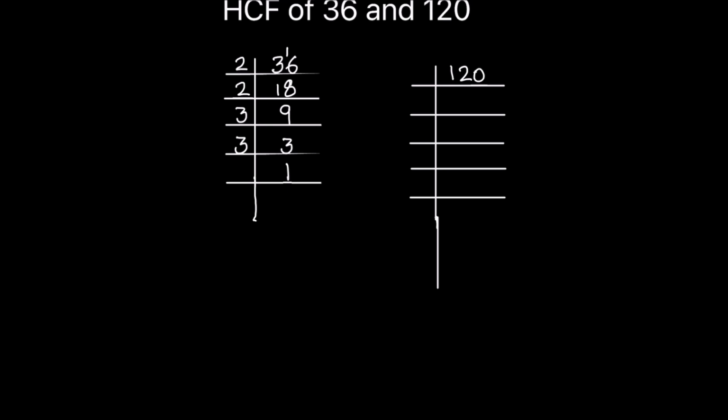It is an even number. It is divisible by number 2. 2 times 6 is 12. 2 times 0 is 0. Again it is divisible by 2. 2 times 3 is 6. 2 times 0 is 0.